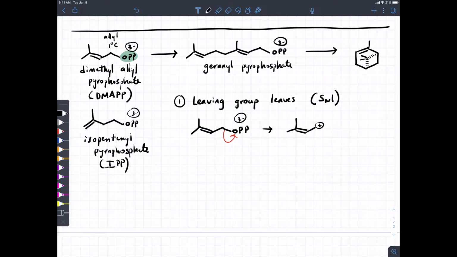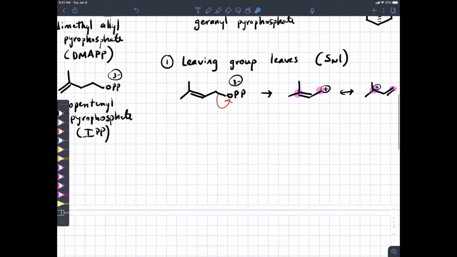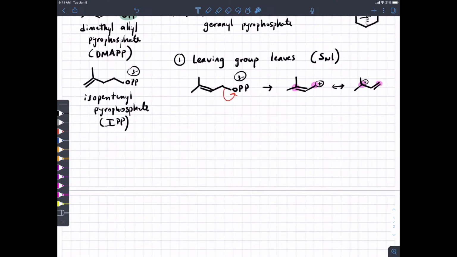Well, you look at that and say, oh no, that's a primary carbocation. Isn't that bad? And the answer is that's not just any primary carbocation. That is a resonance stabilized carbocation where the positive charge is simultaneously shared between the indicated carbons. And that's why it's reasonable for the pyrophosphate group to leave. Okay, so that's your SN1 step.